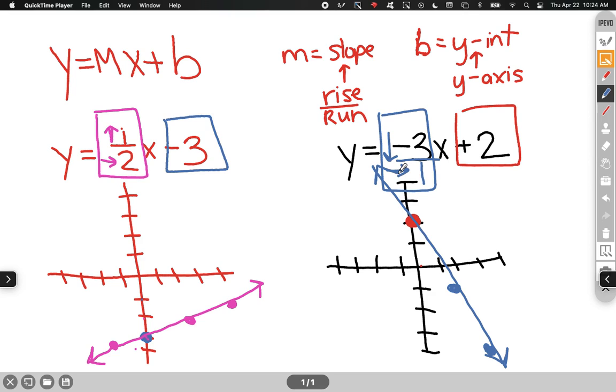So, with slope-intercept form, we always begin with B. And then our slope tells us how to move. Now, what if there's not a coefficient with x? What number can we put with x if there's not one? Like anything. 1. So if you just see something like an x by itself, that is a 1x.